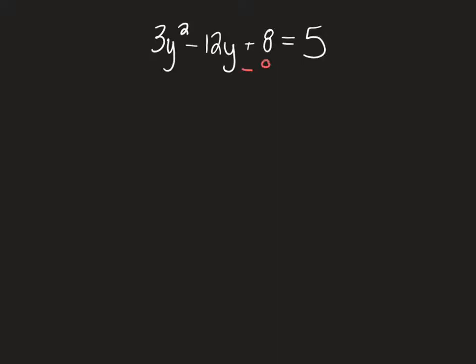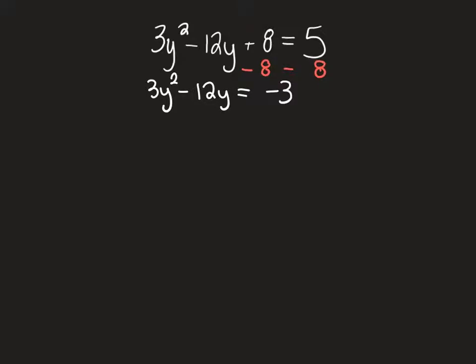So we're going to subtract 8, which then leaves us with 3y squared minus 12y equals negative 3.